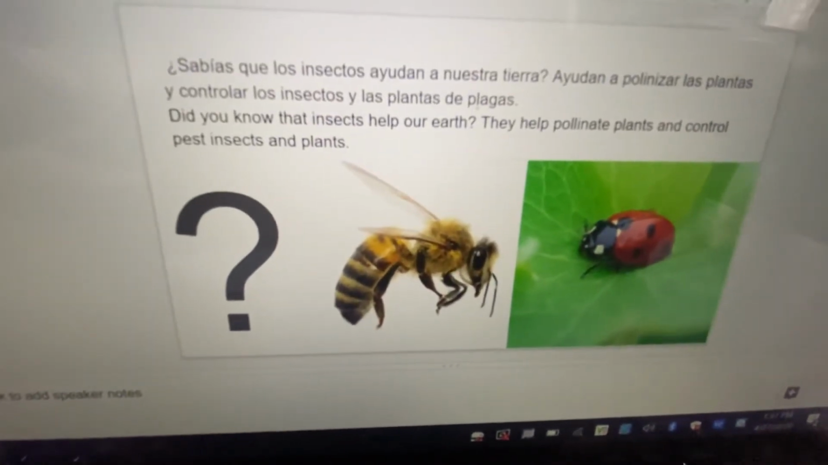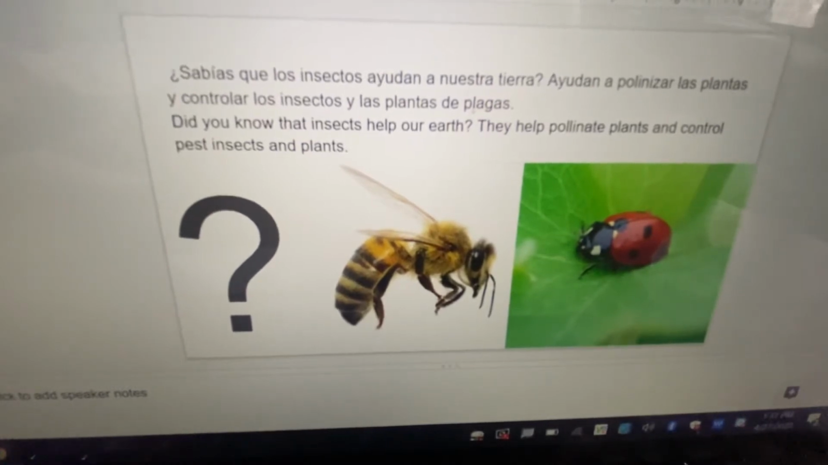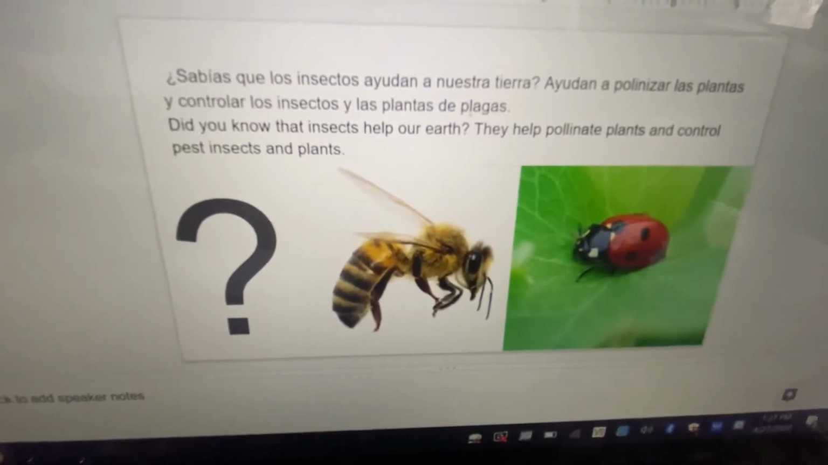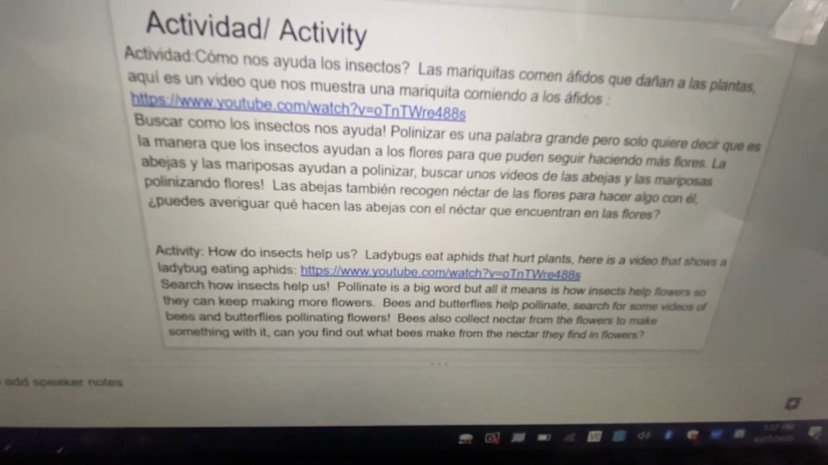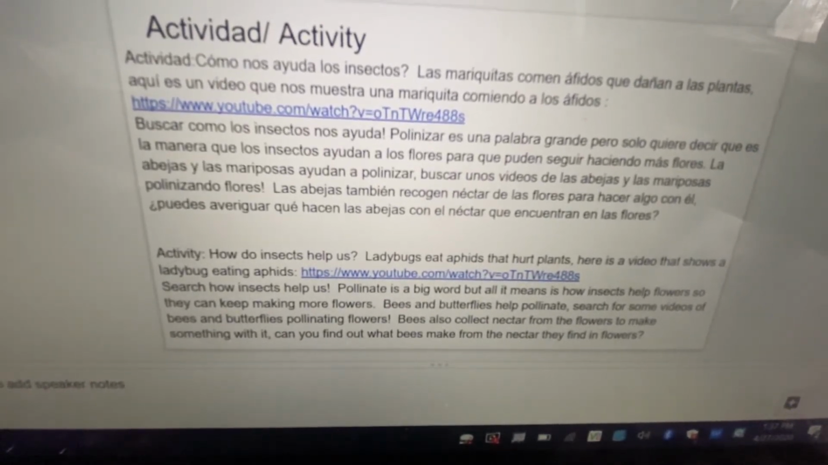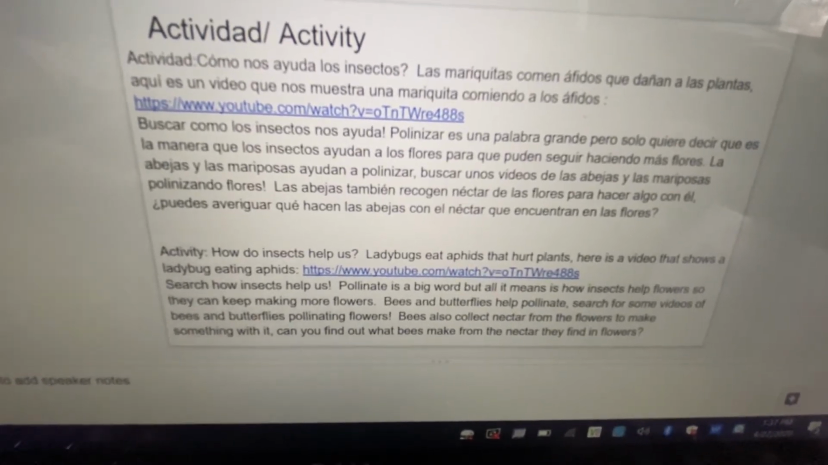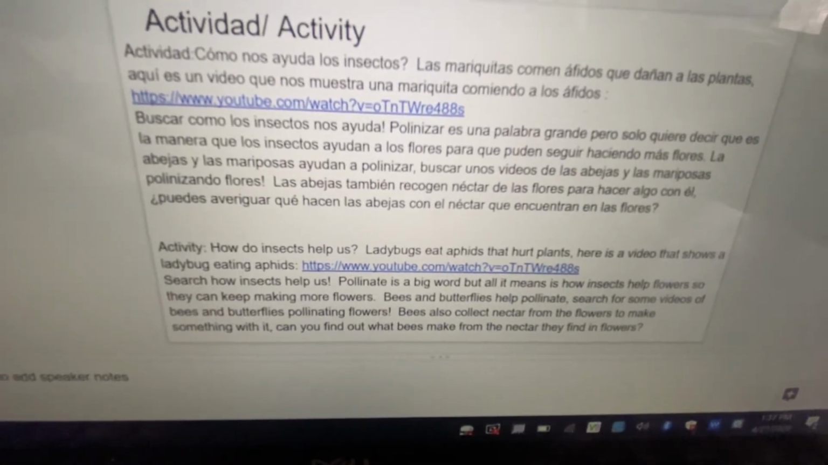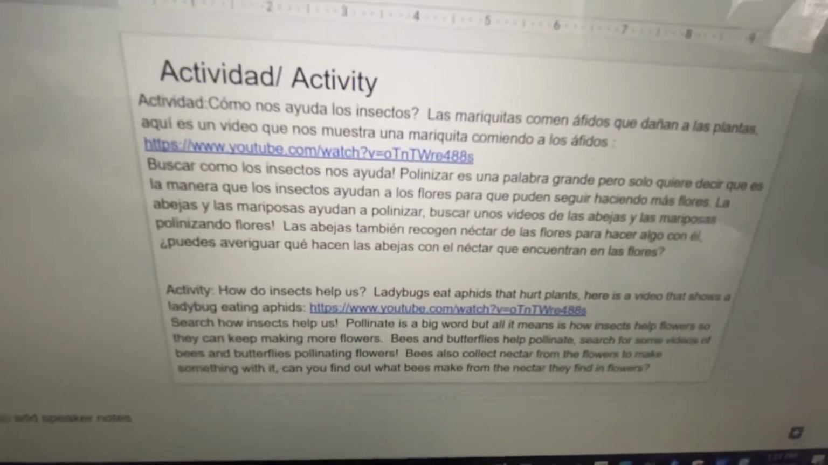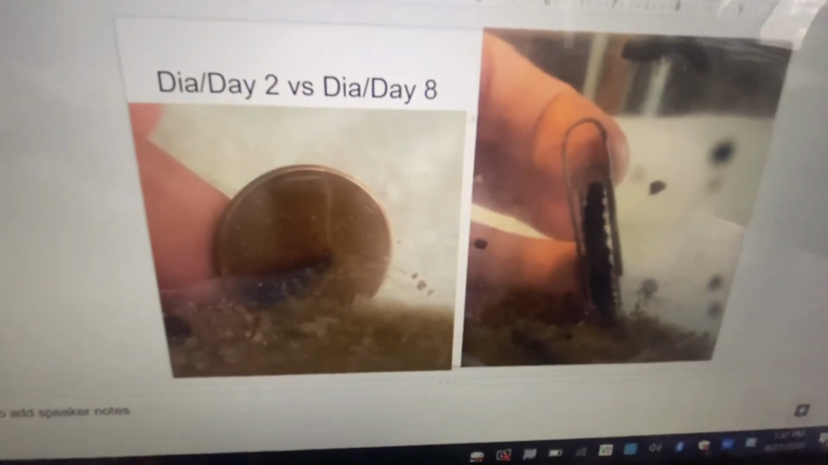So then we talked about insects that help our earth, right? They do different things to help our earth. So we talked about bees and butterflies, and your activity was to look at how they help us. Ladybugs would eat the aphids, and bees and butterflies help pollinate or make more flowers. And then bees made something. You were supposed to find out. Do you remember what bees make?